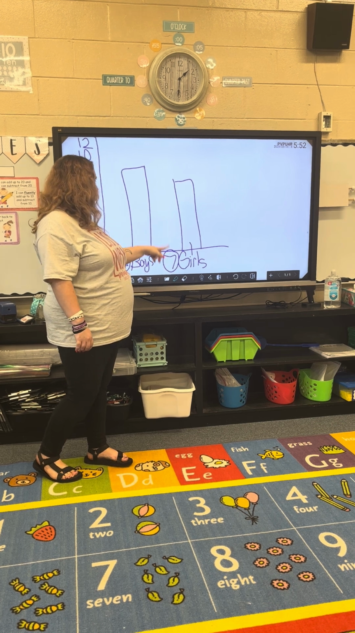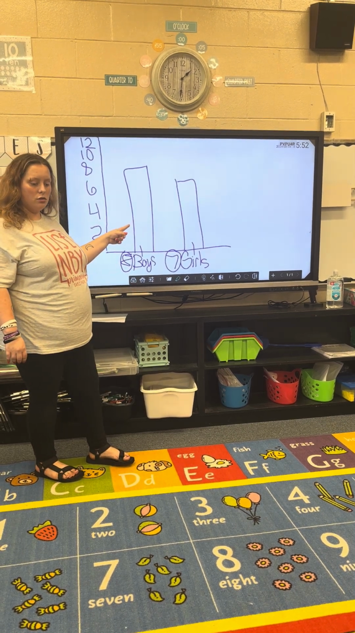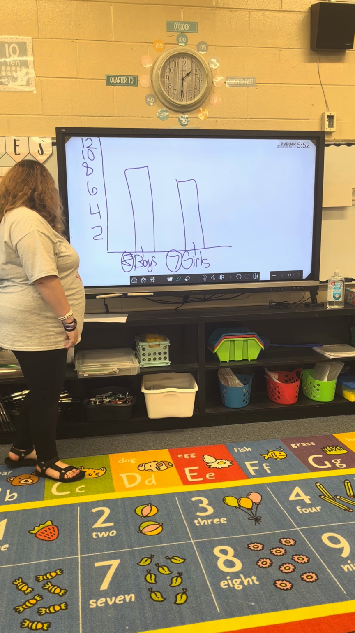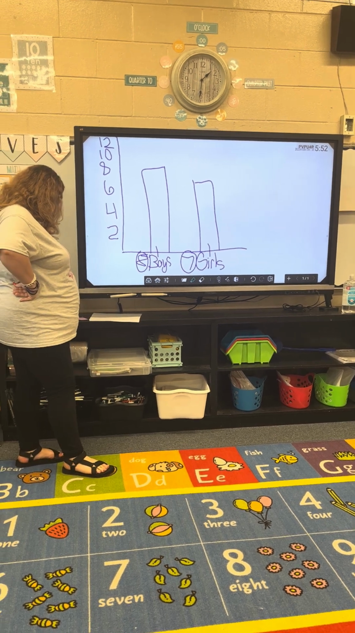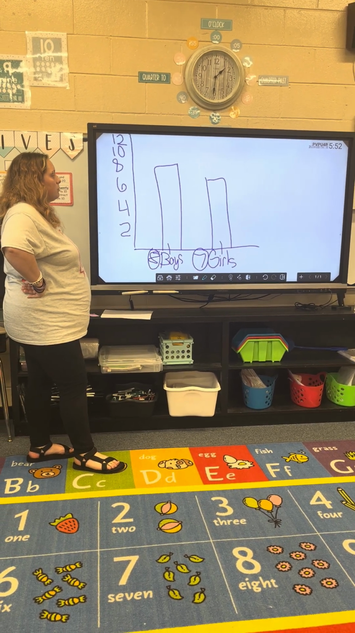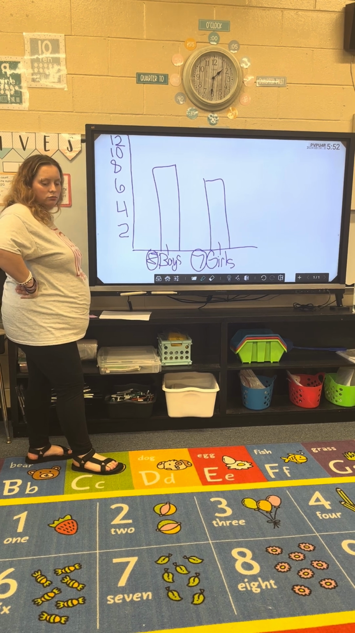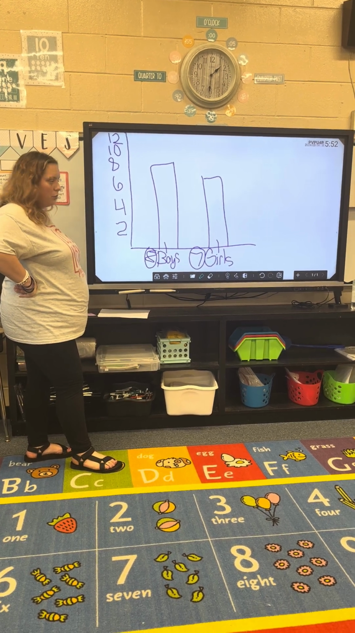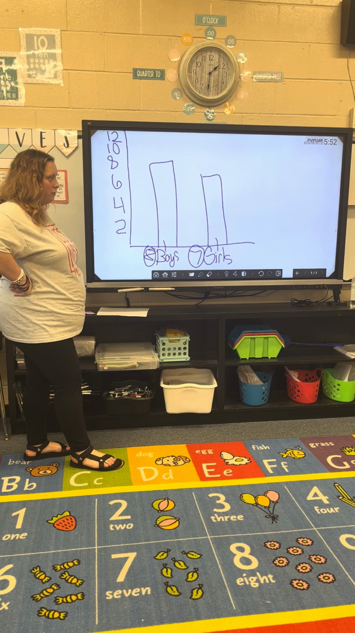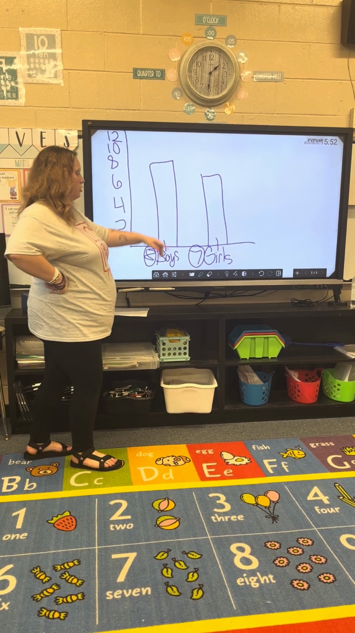So we have 8 boys and 7 girls. Now, just from looking at the graph that we made together, what are some things that you can look at this graph and you know? Who do you have more of? We have more boys. Who do you have less of? That's right, we have less girls.